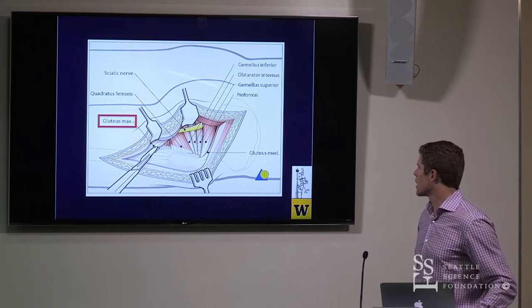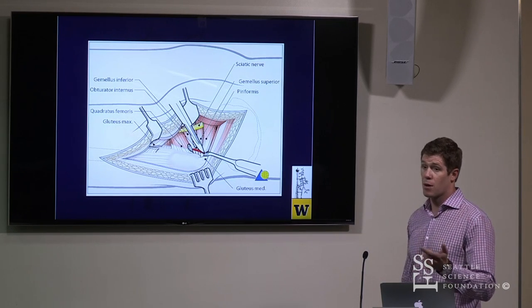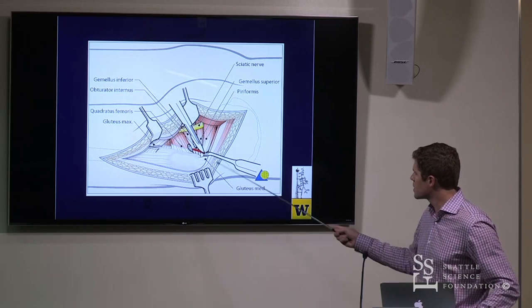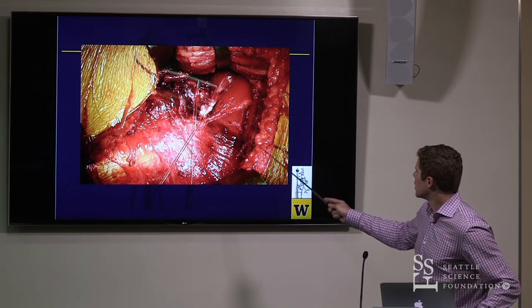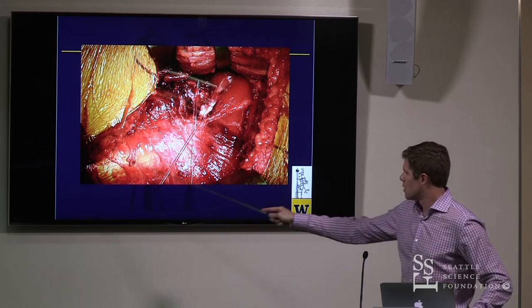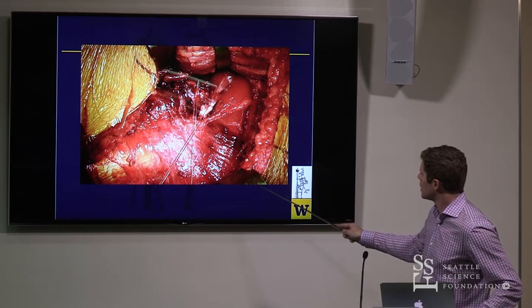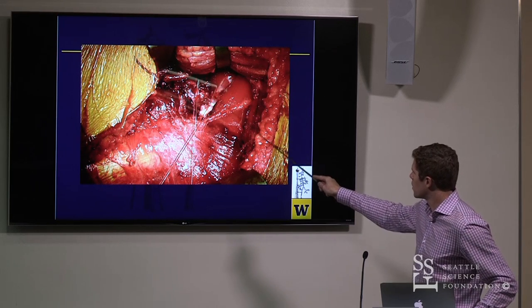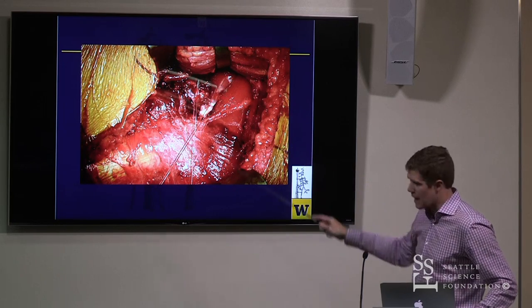So you've exposed the short external rotators, and then you're going to make a tenotomy of the piriformis tendon followed by the conjoint tendon or the obturator internus tendon. These probably aren't going to come out great, but patient's head on this side, patient's feet there, vastus lateralis here, gluteus medius here, short external rotators up here, gluteus minimus. So this is the piriformis tendon, which has been tagged. This is the obturator internus tendon, which has been tagged.